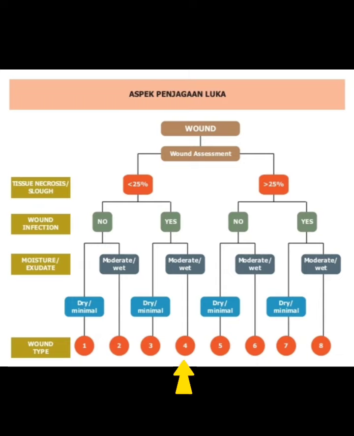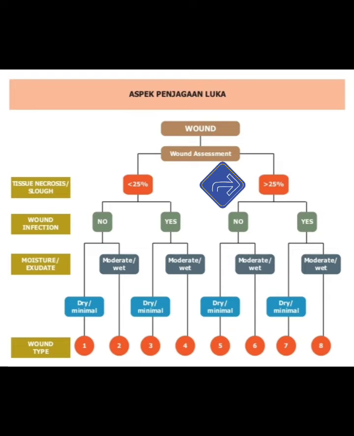What happens to tissue necrosis or slough which is more than 25%? Is wound infection present with tissue necrosis or slough of more than 25%? If it's not, look into the moisture or exudate. If it's dry or minimal, the wound type is 5. And if it's moderate or wet, the wound type is 6.